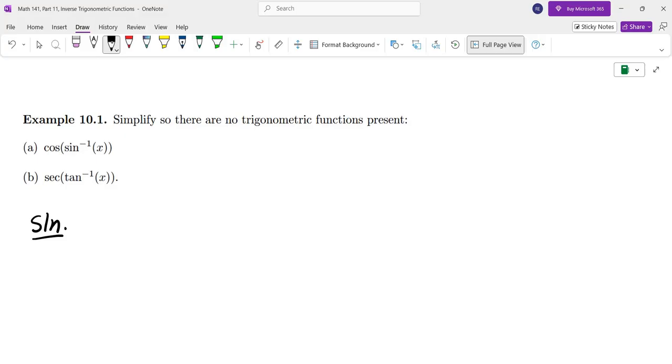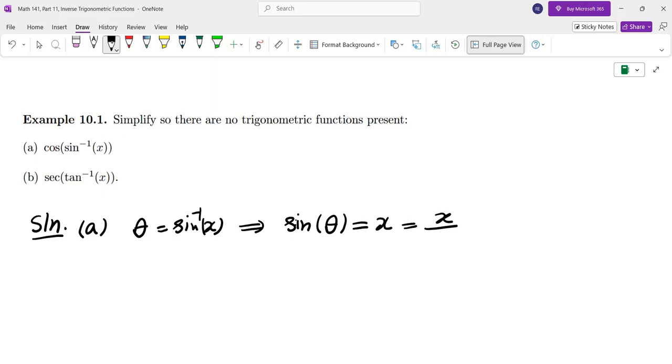Simplify so there are no trigonometric functions present. The first one is cosine of sine inverse of x. Let's call sine inverse of x the angle theta, and let's draw a right triangle with angle theta. This would mean sine of theta is equal to x, which is x over 1.